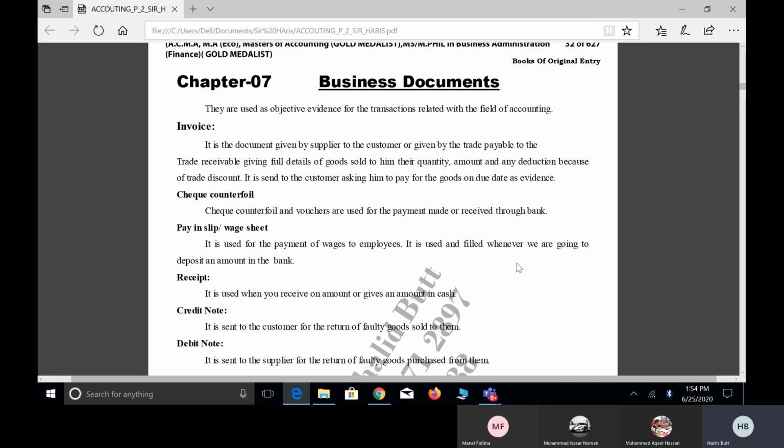Receipt, I already told you: when an amount is paid in cash or you give an amount in cash, the receipt will be used as an evidence that the payment has been made or received.